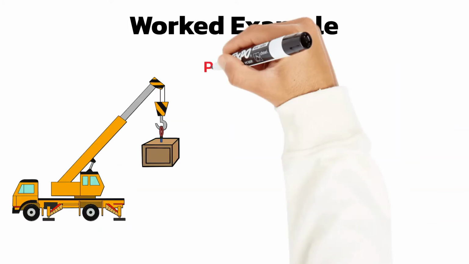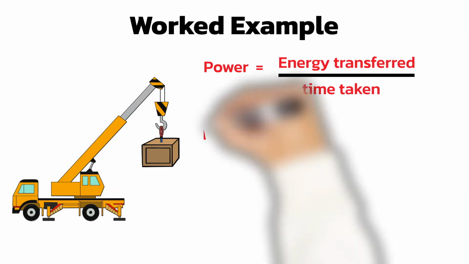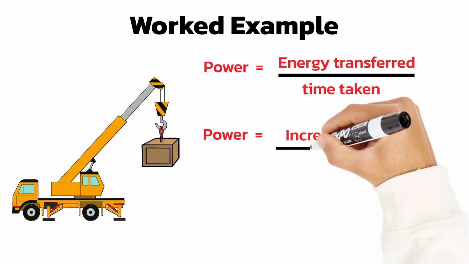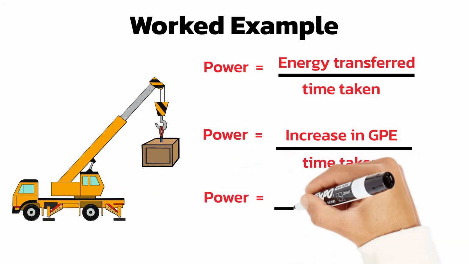Now, going back to the crane lifting its load. The output power is given by the increase in gravitational potential energy divided by time taken, or mass times gravity times height divided by time.